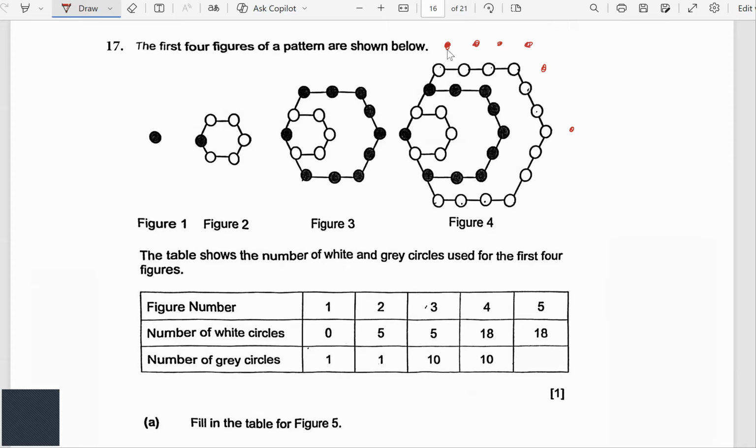Okay, so this is one more here. 1, 2. So what we notice is that this is 1. 1 line, 2 lines, 3 lines. Then there should be 4 lines. 1, 2, 3, 4.